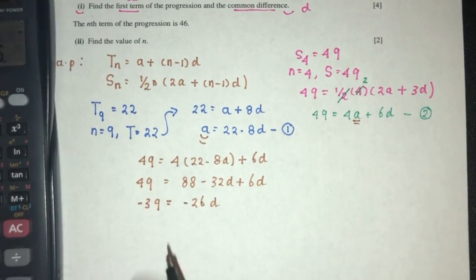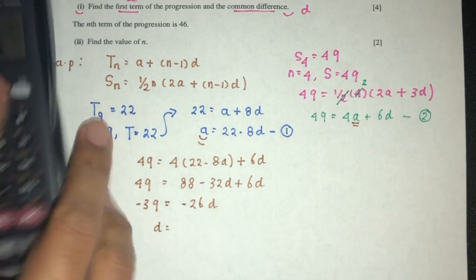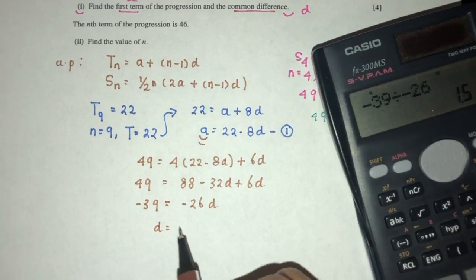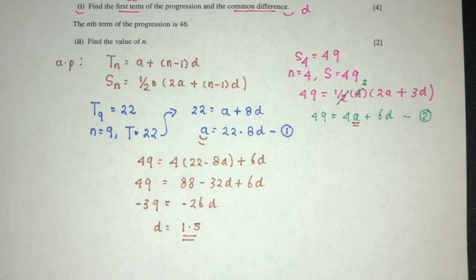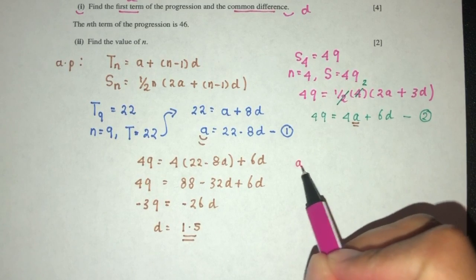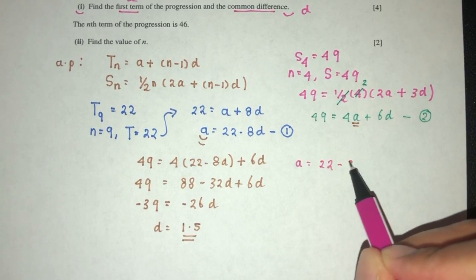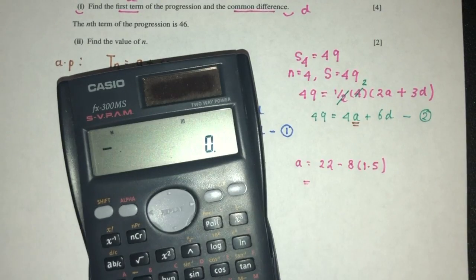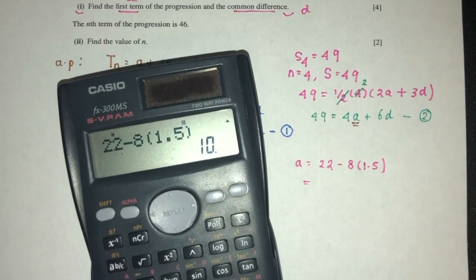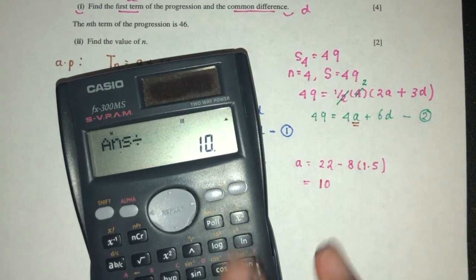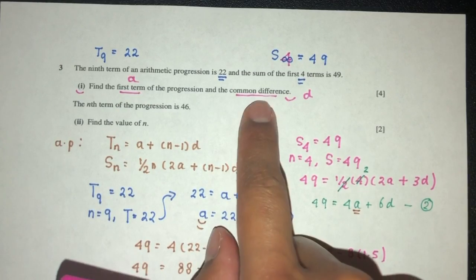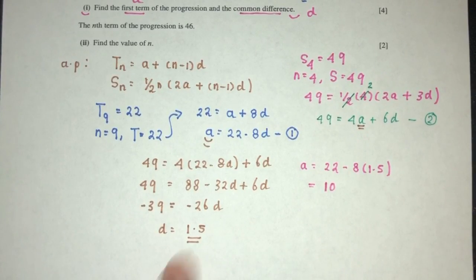So finally from this we can realize that d will have to be minus 39 divided by minus 26, that should be 1.5. This is the value of d that we need to find, but we can also find the value of a here. So a will have to be 22 minus 8 times d, which is 1.5. Let's see what we get. That should be 10. Okay, so for part 1 of the question, we realize the first term a is 10 and the common difference d is 1.5.